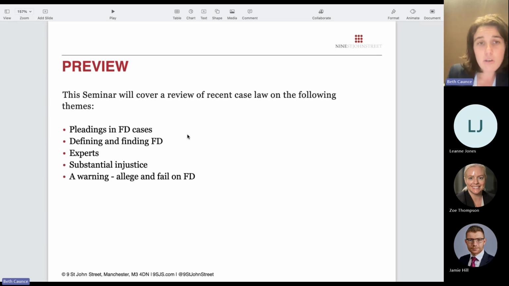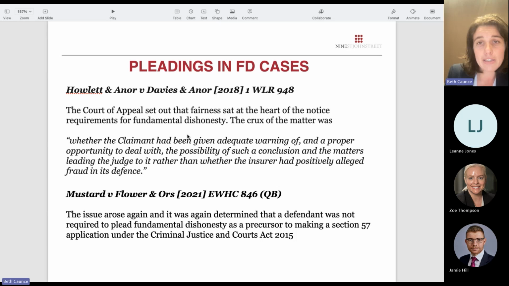I'm going to begin with pleadings in FD cases and go slightly backwards. This is not particularly recent case law, but it sets out the background. And we'll all be aware of the cases of Howlett and Mustard and Flowers, which set out that fairness sits at the heart of the notice requirements of fundamental dishonesty. It need not necessarily be pleaded, but the insurer should positively allege.